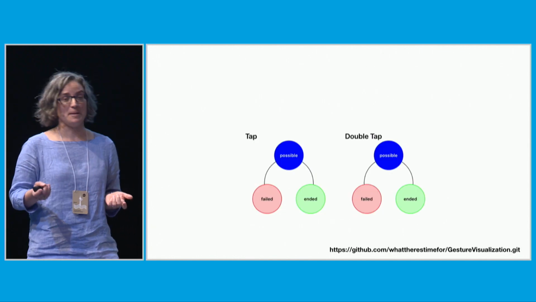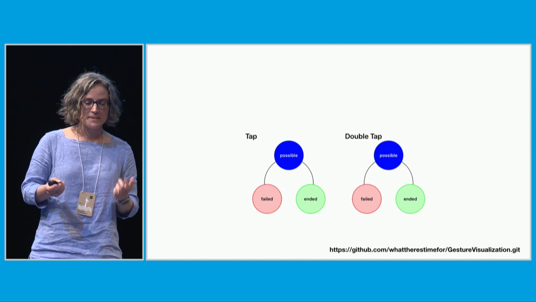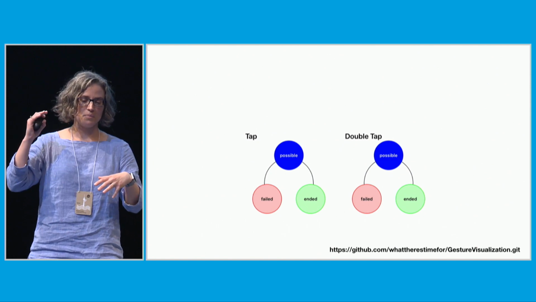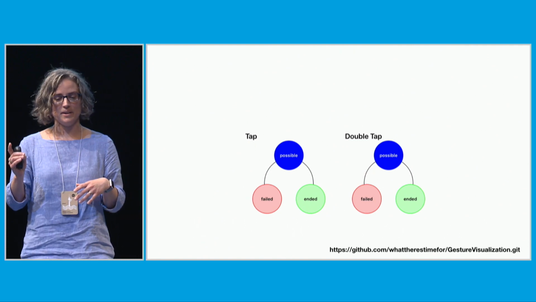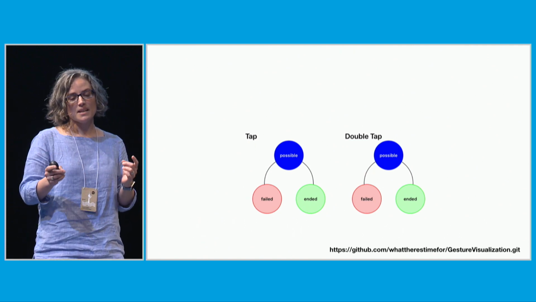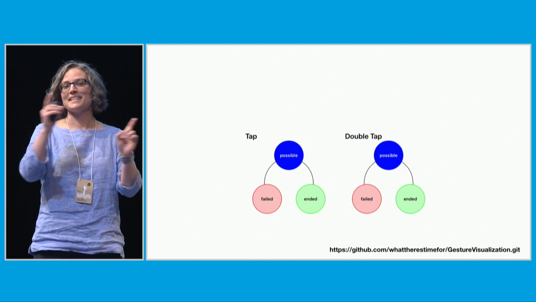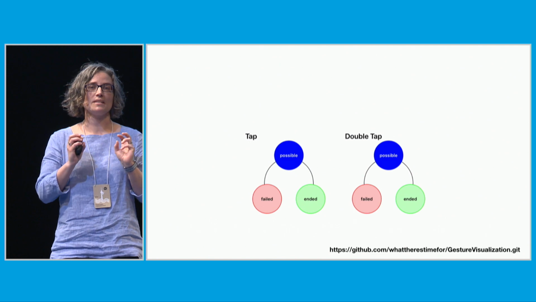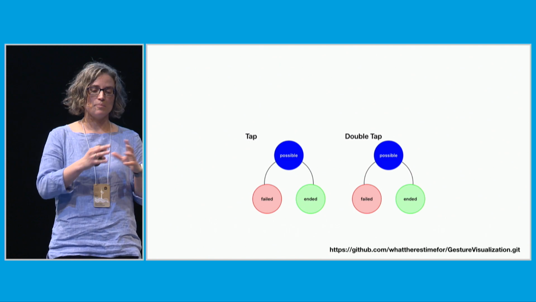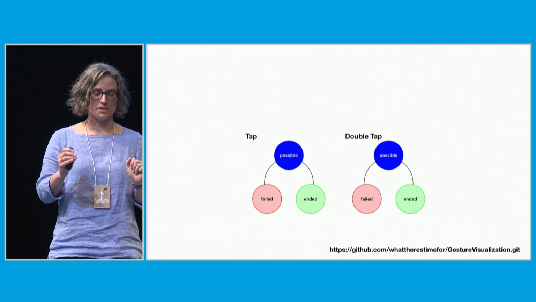So let's see some examples here. We're going to see a few videos, and you can get the sample app from my GitHub page if you want to play around with it. We're going to see the current state of the gesture highlighted in the diagram, and then when the gesture sends its action message to its target, the background of that diagram is going to flash blue for a second.